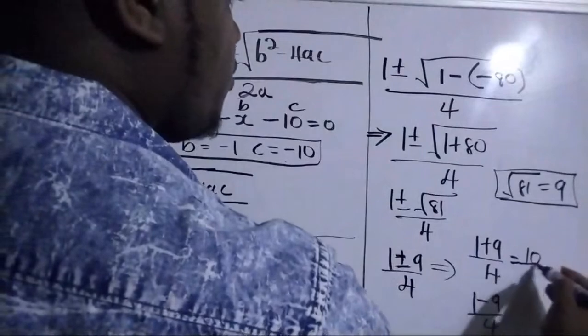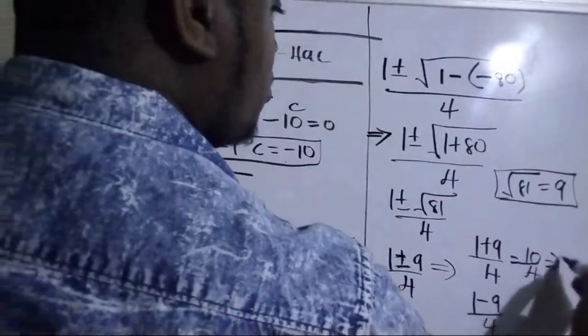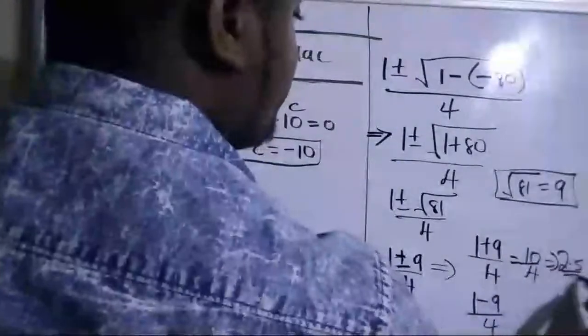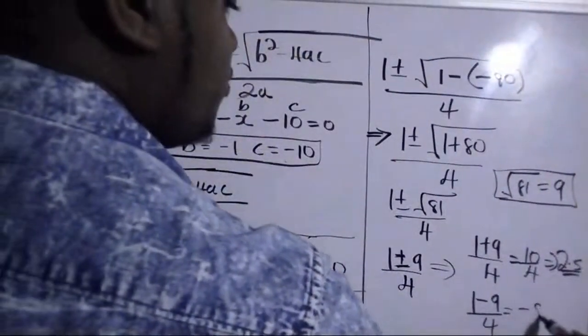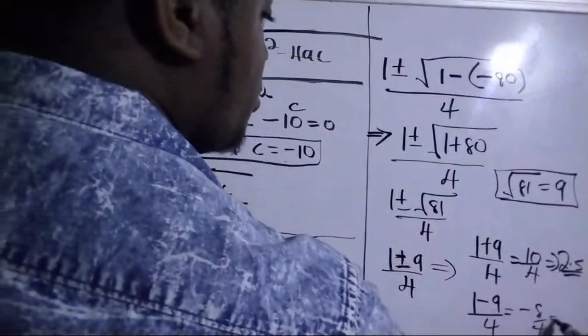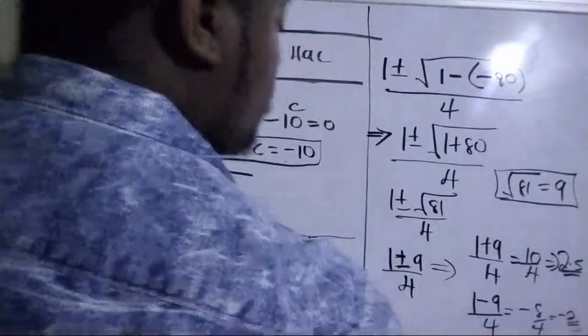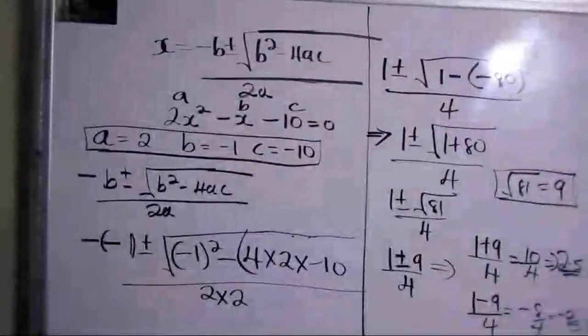This gives us 10 over 4, which works out to 2.5. And 1 minus 9 will give us negative 8 over 4, which works out to negative 2. So we have two solutions. x is equal to negative 2 and x is equal to 2.5.